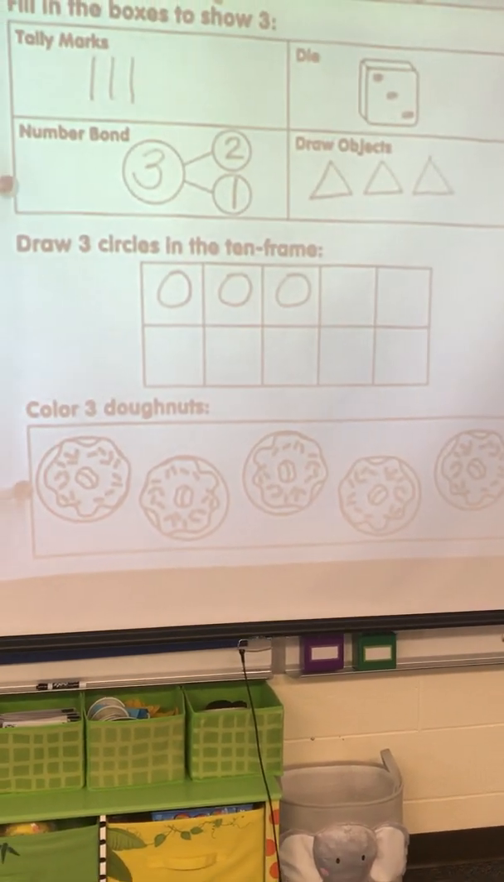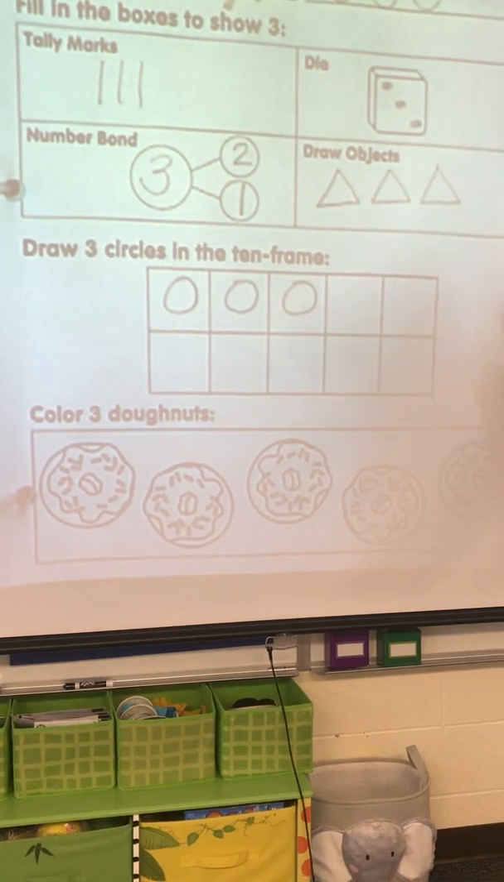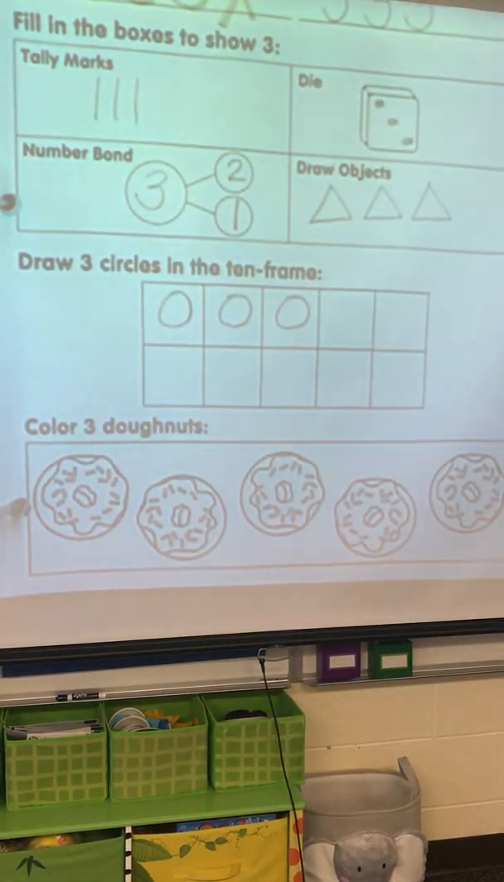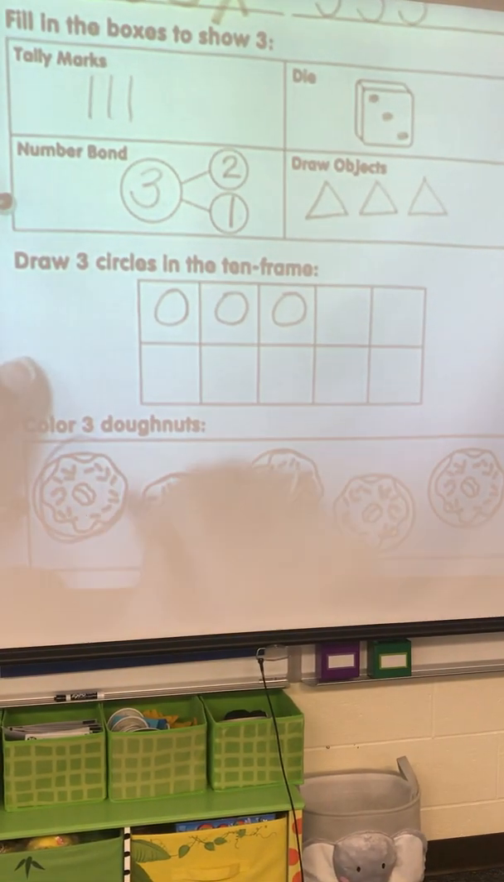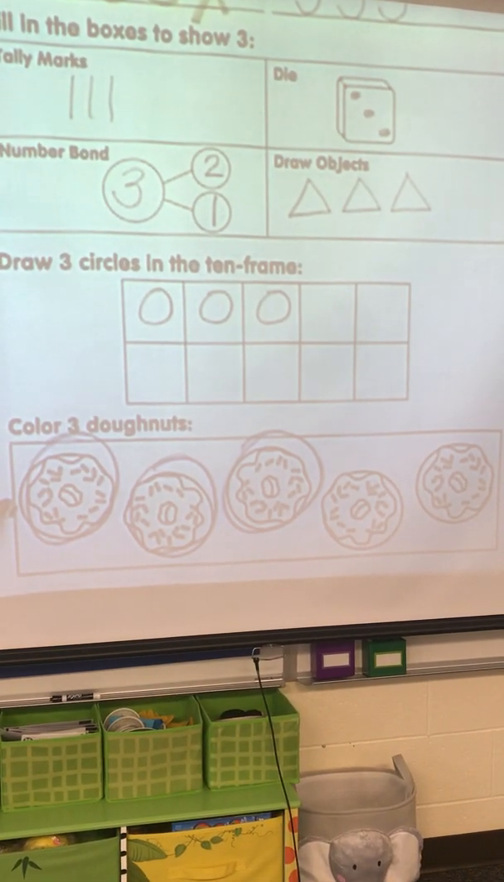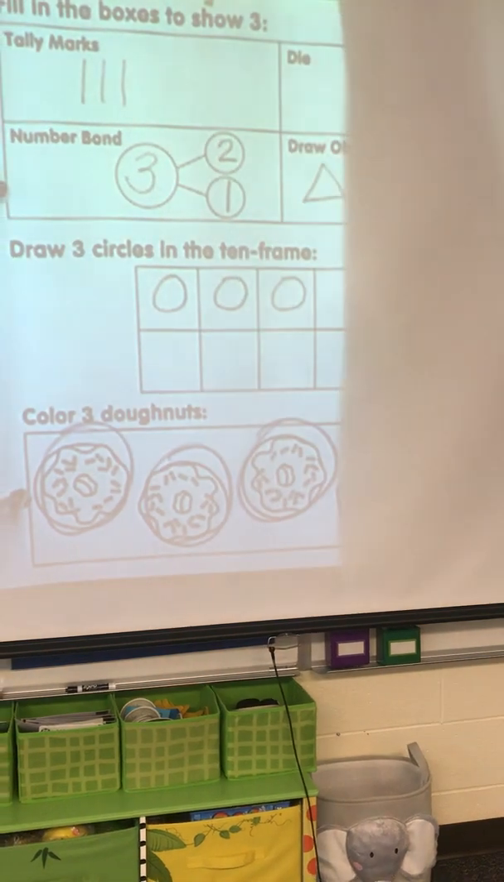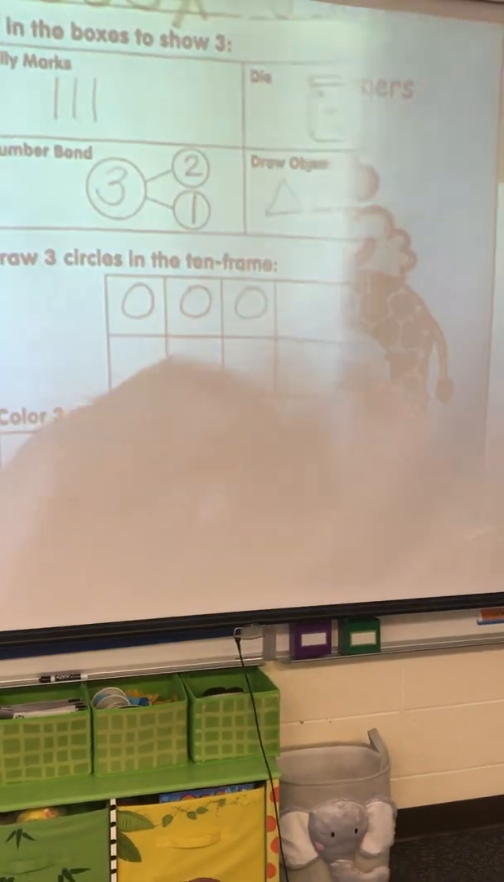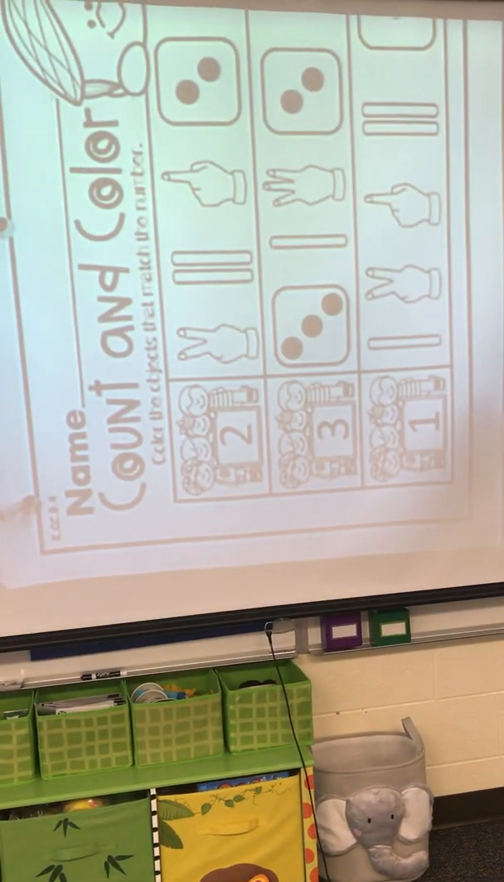And at the bottom, it says color 3 donuts, but guess what? I just want to circle them. So I'm going to circle 1 donut, 2 donuts, 3 donuts, and now I'm hungry for a donut. Yes, yes. All right, turn the page because we have another math page to do today. And I have to turn my book. Wait, I need a crayon.